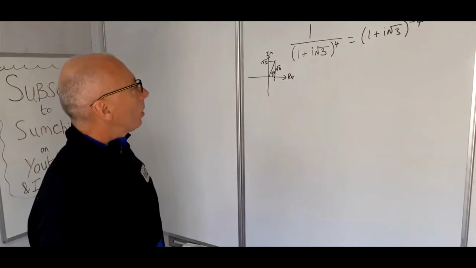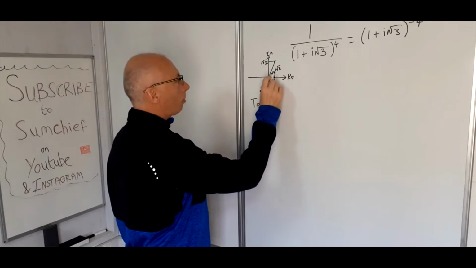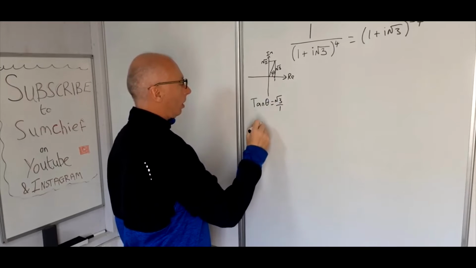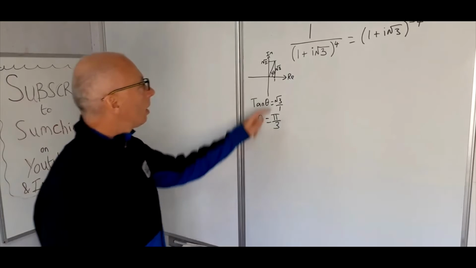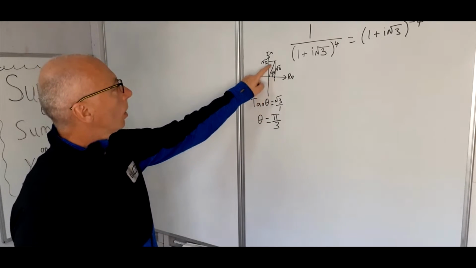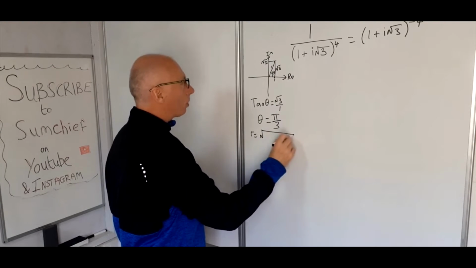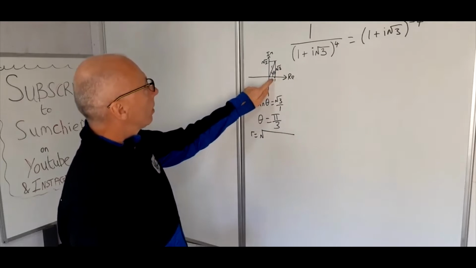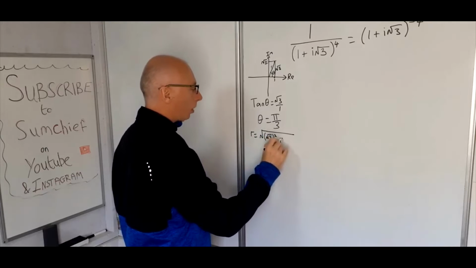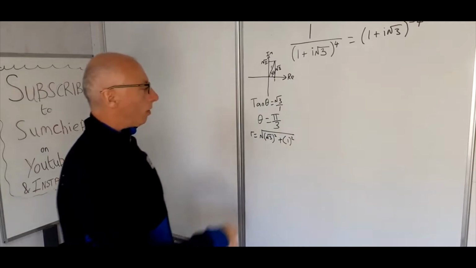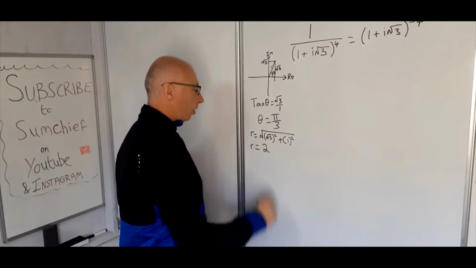So we can do tangent theta equals opposite over adjacent, root 3 over 1. Therefore theta is pi over 3. So that's our angle. Now we need to work out the length of this radius, r. So r equals the square root of the length of this squared plus the length of this squared. So the square root of root 3 squared plus 1 squared. Root 3 squared is 3, plus 1 squared is 1. Square root of 4, so r equals 2.